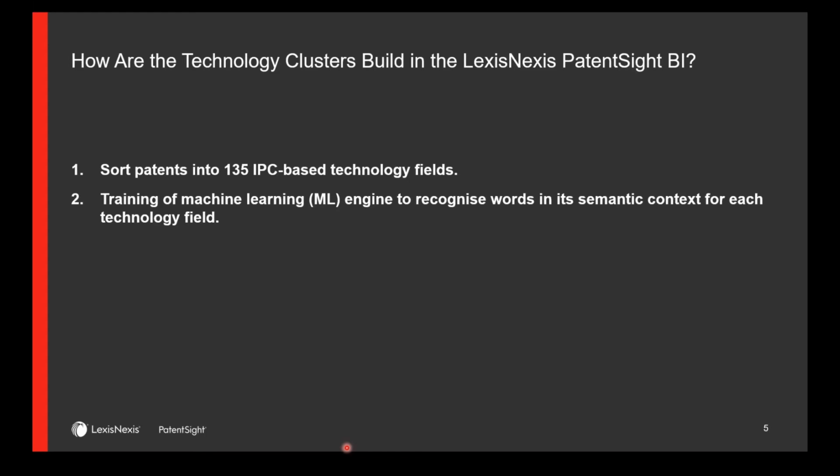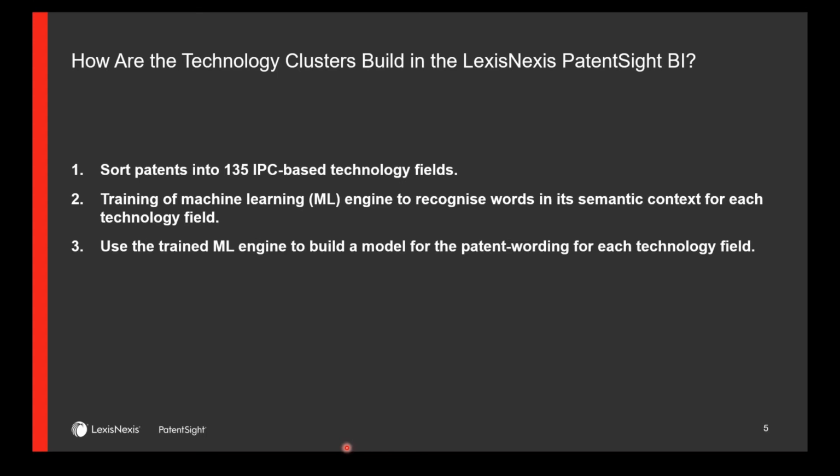The reason why we do so is that the technology fields provide a context for all the wording in the patents. As you will know from day-to-day work, the same word may have different meanings in different contexts. For example, if you consider the word stress, it will surely have a different meaning in mechanical engineering or in a pharmaceutical context. So we use a machine learning engine to recognize words in their semantic context, and we do this for each of the 135 technology fields.